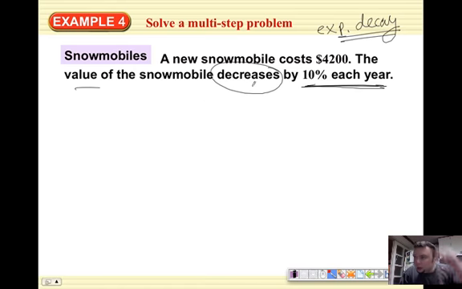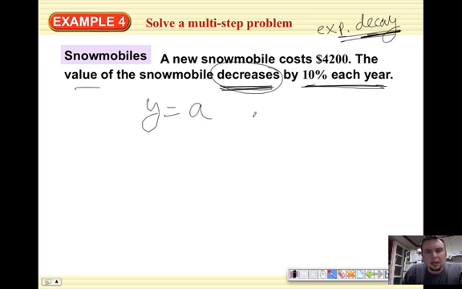What if I said, like the other problem we had in section 1, we put this money in the bank and it increases by 8% a year. As soon as it says increases, that's the exponential growth. As soon as it decreases, that means decay. So as soon as I see this, I go to my formula, y equals a times 1 minus r to the t power.